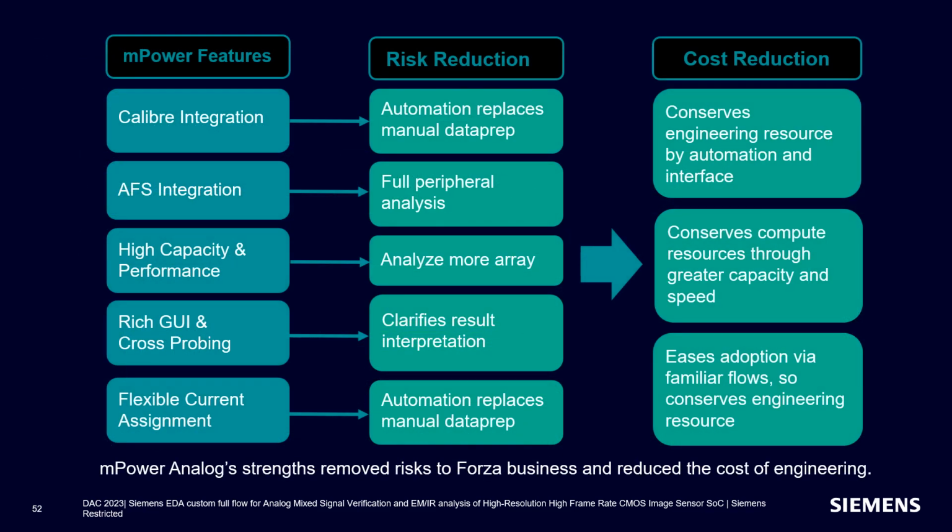So, to summarize, due to multiple benefits like Calibre and AFS integration, flexible current assignment, and performance at high capacity, mPower has been successful in removing EMIR-related risks from our image sensor designs, thus improving yield and growing confidence for first silicon success.